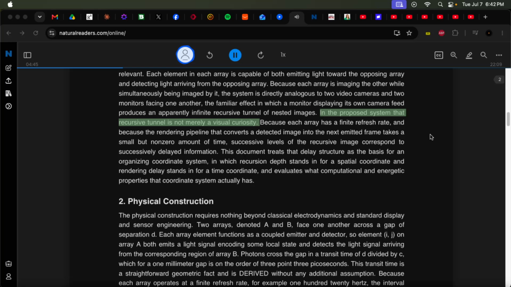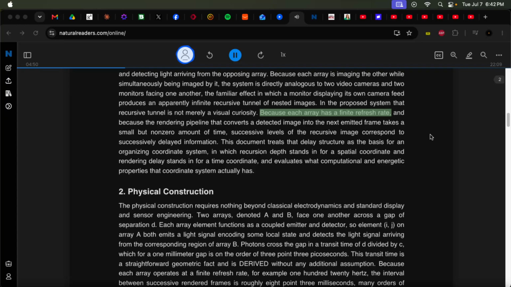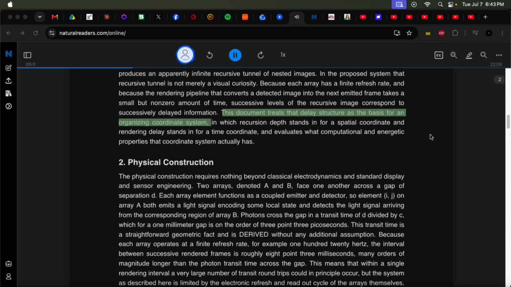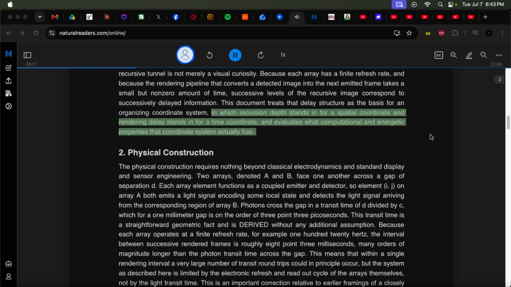In the proposed system, that recursive tunnel is not merely a visual curiosity. Because each array has a finite refresh rate, and because the rendering pipeline that converts a detected image into the next emitted frame takes a small but non-zero amount of time, successive levels of the recursive image correspond to successively delayed information. This document treats that delay structure as the basis for an organizing coordinate system, in which recursion depth stands in for a spatial coordinate and rendering delay stands in for a time coordinate, and evaluates what computational and energetic properties that coordinate system actually has.